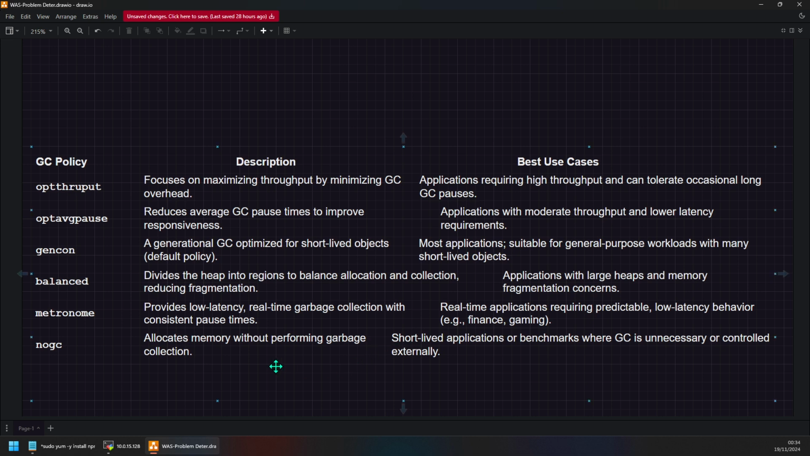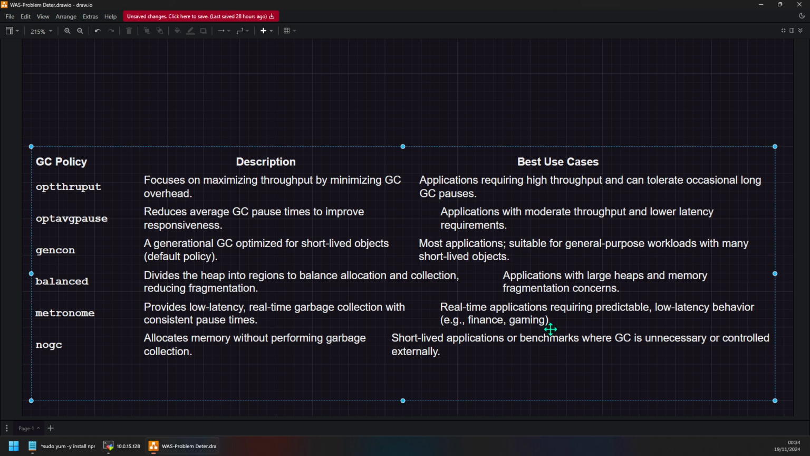The next one is the no GC. This allocates memory without performing garbage collection. So there will be no garbage collection performed. This basically has the advantage that there is no GC overhead for your application. And the disadvantage is that it is limited use; heap exhaustion and out of memory exception can occur. So the use case is short-lived or benchmarking where GC is unnecessary.